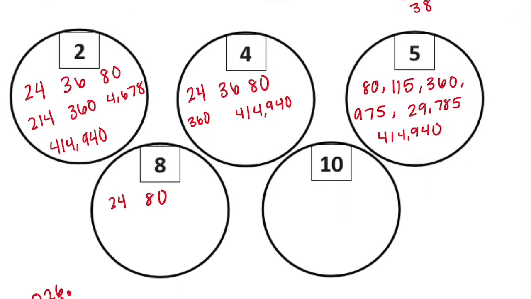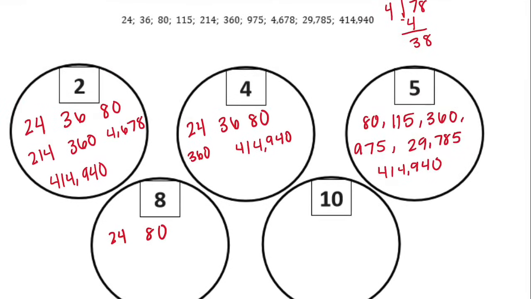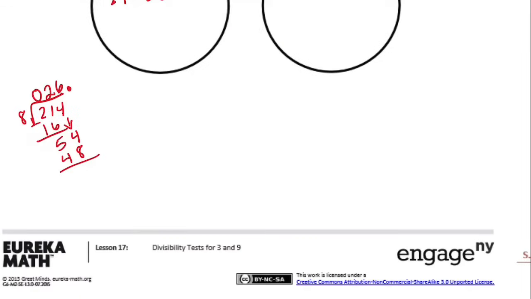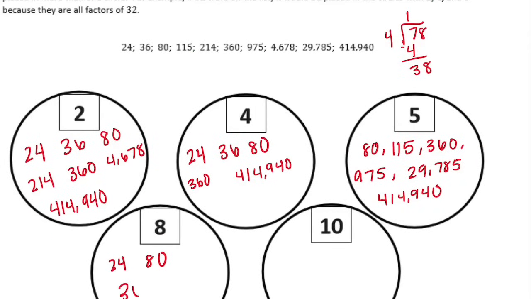360. So 360 divided by 8. Let's try it. So 8 can't go into 3, but it goes into 36 4 times. 40, 8 goes into 40 5 times. So 45, it does. So this 360 is divisible by 8.